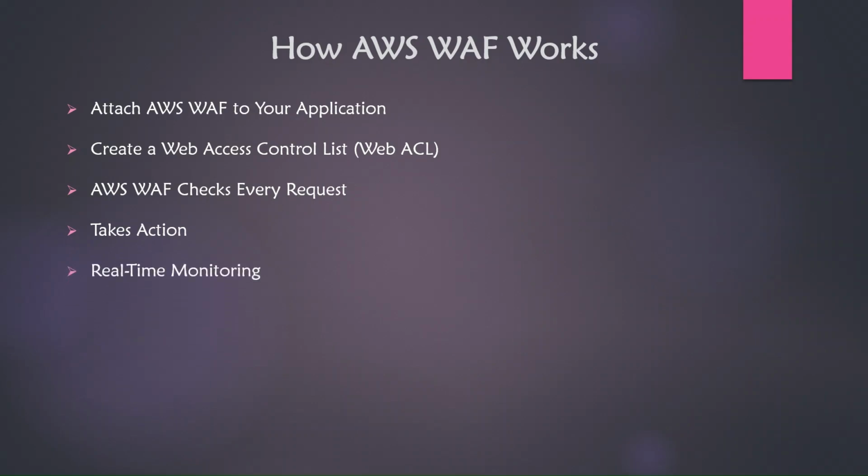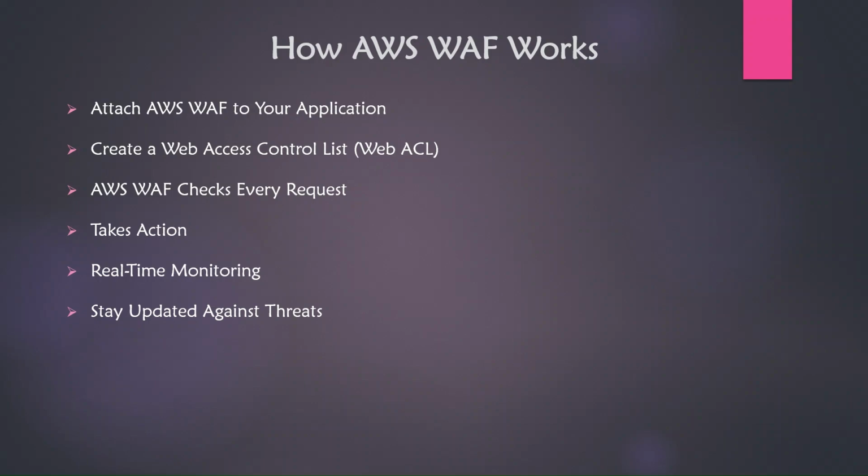Real-time monitoring. AWS WAF provides real-time insights into what's happening. Track how many requests are allowed or blocked. It helps identify suspicious patterns like repeated failed login attempts or unusual traffic spikes. Stay updated against threats. You can use predefined rules called managed rules provided by AWS or others to protect against common threats like SQL injection and bot attacks. These rules are updated automatically to handle new security risks.